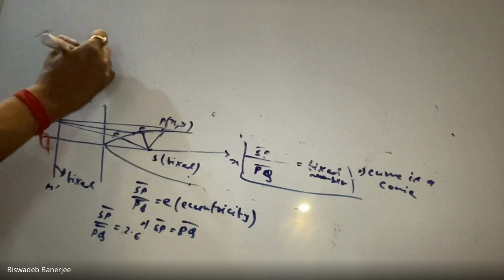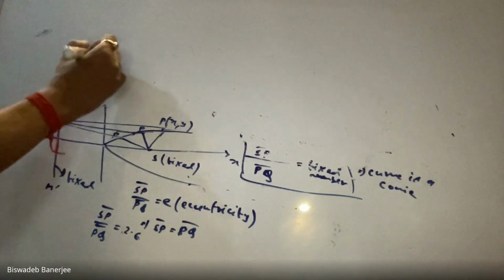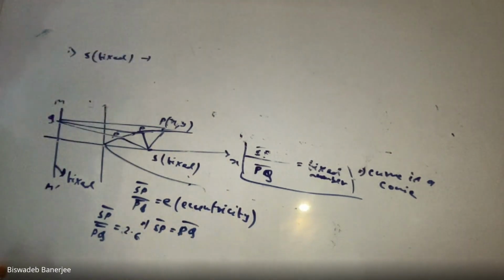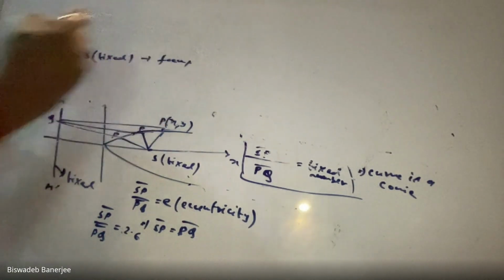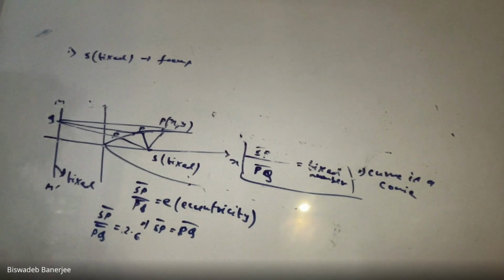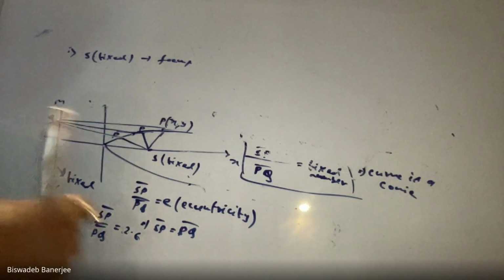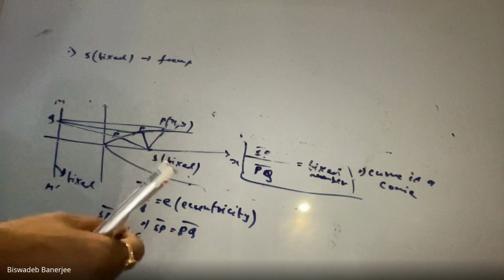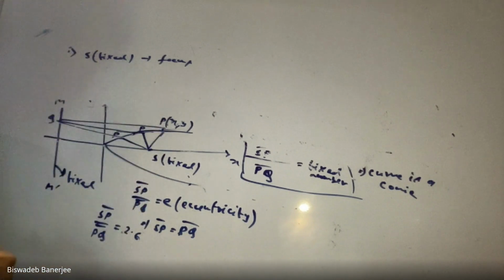Now coming to this fixed point S, this fixed point is said to be the focus. So the focus is a point from which the conic is generated. Every conic is generated from this point, the focus. So this fixed point S is said to be the focus.